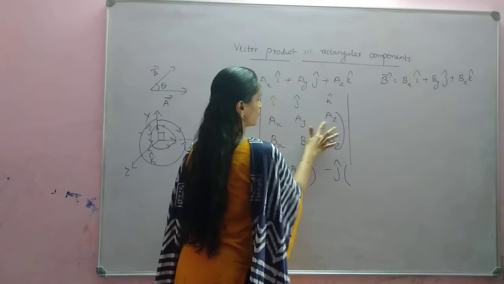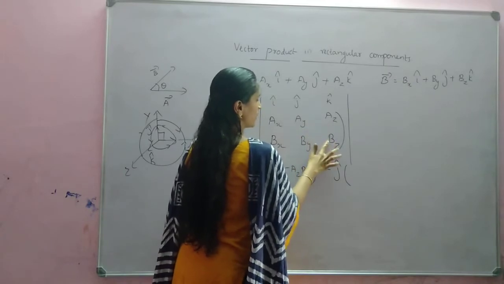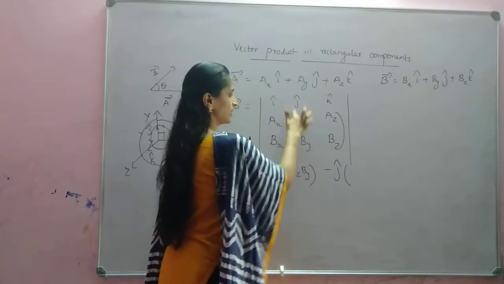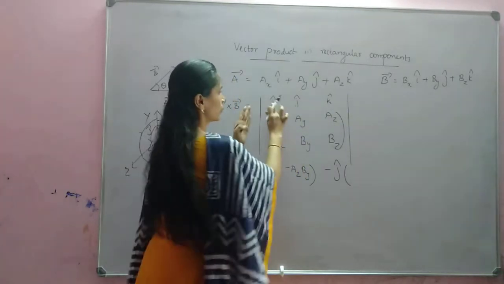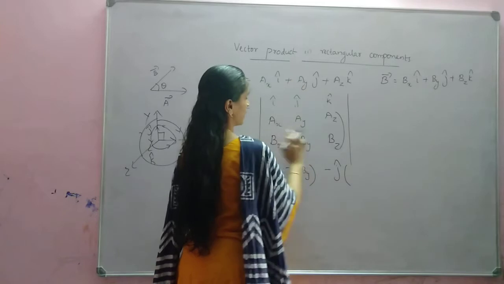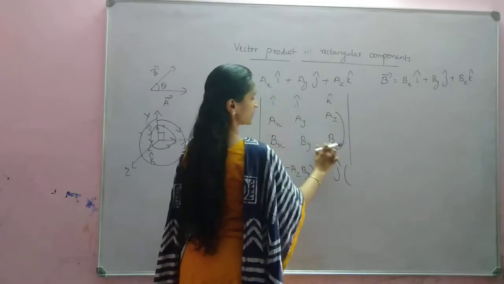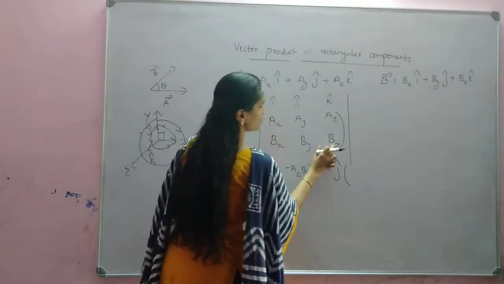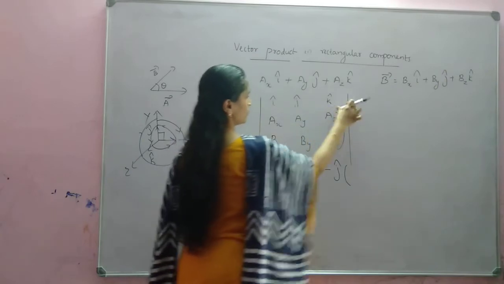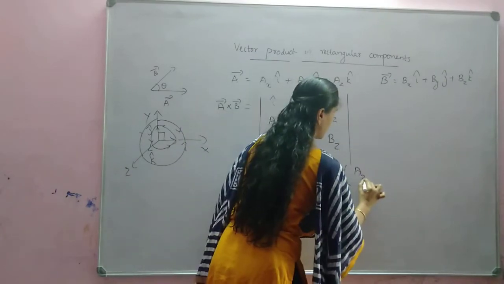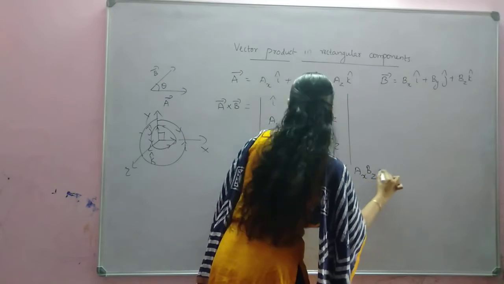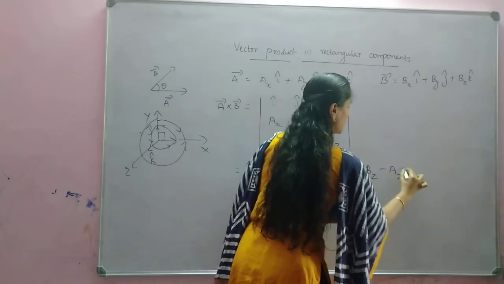Now what we have to do? The row and column containing j should be avoided. This we need not bother about. Now what else is left? AX, AZ, BX, BZ. So AX into BZ minus AZ into BX. Okay. AX into BZ minus AZ into BX.